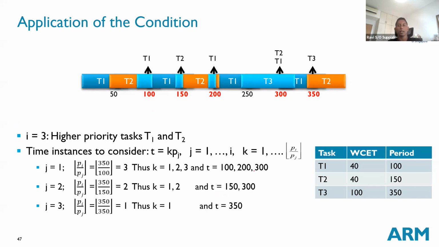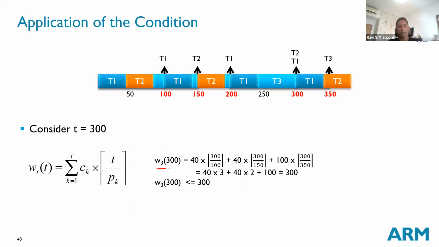What you need to do is compute the instances where the higher priority tasks are repeating themselves. In this case, the instances will be at time equals 100, 200, 300 for T1, 150, 300 for T2, and 350 for T3. Basically, you compute this parameter for each of those periods. For each of them, you compute based on the computation time C, and this is the ceiling of the current time value, which is T, over the period of that particular task. You do this for each task: task 1, task 2, and task 3.